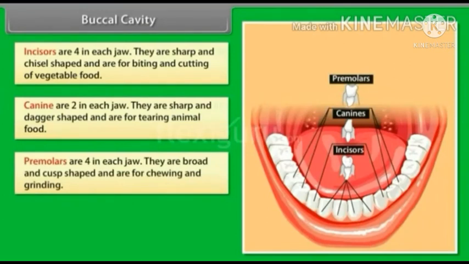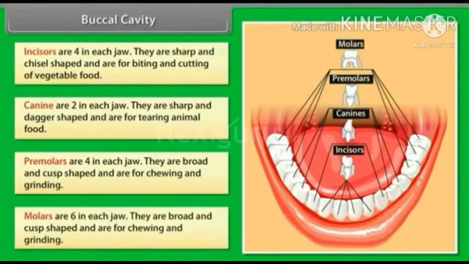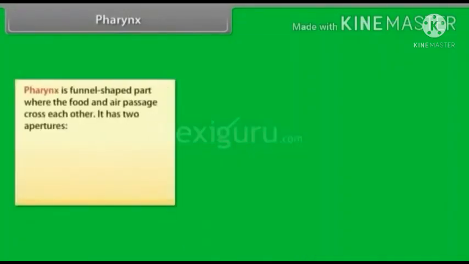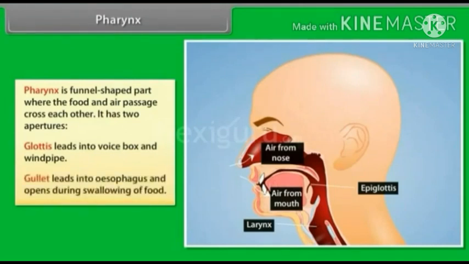Premolars are 4 in each jaw. They are broad and cusp shaped and are for chewing and grinding. Molars are 6 in each jaw. They are broad and cusp shaped and are for chewing and grinding. Pharynx. The pharynx is a funnel shaped part where the food and air passages cross each other. It has 2 apertures. First one, glottis, leads into the voice box and windpipe. Second one, gullet, leads into the esophagus and opens during swallowing of food.